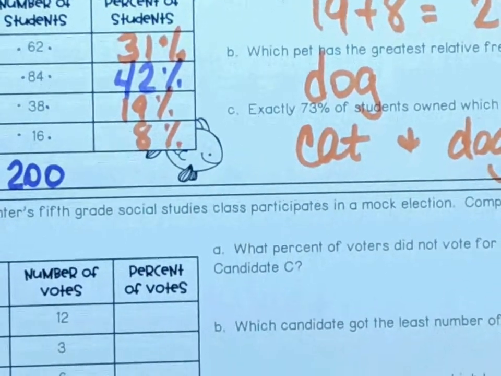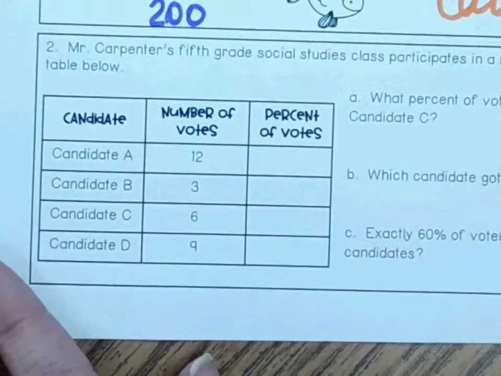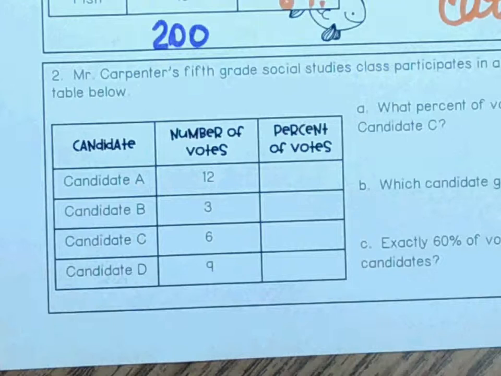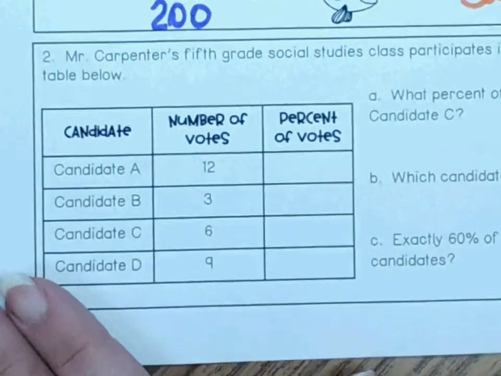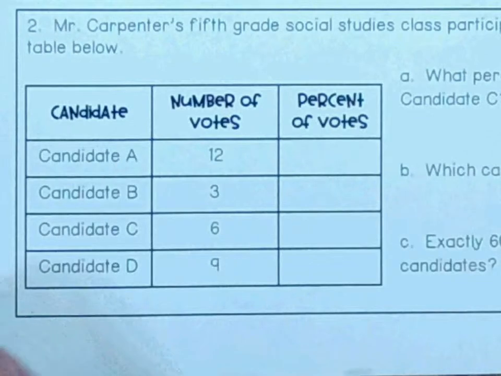Alright, settle your bodies. Okay, so let's look at number 2. Mr. Carpenter's 5th grade social studies class participates in a mock election. We're going to finish completing the table below. So as we can see, candidates A, B, C, and D, and how many votes they each got.